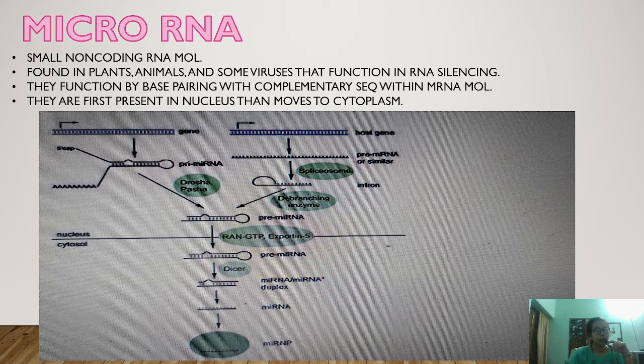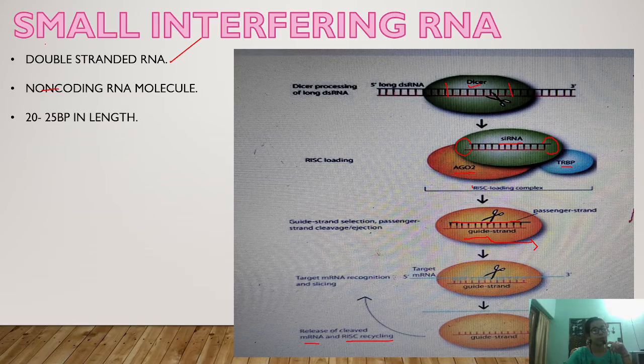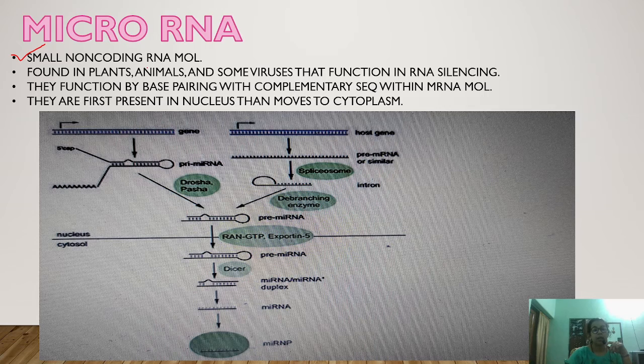Next, moving to the microRNA. MicroRNA is a small non-coding RNA molecule. What is the major difference between small interfering RNA and microRNA? The similarity is that both are non-coding. But what is the difference? The difference is that small interfering RNA is a double-stranded RNA, whereas microRNA is a single-stranded RNA.